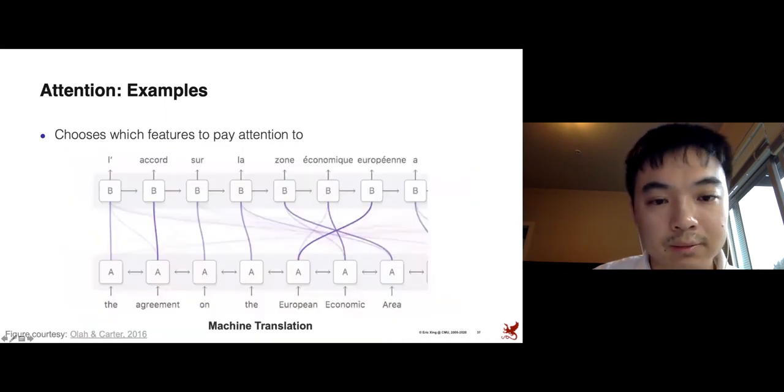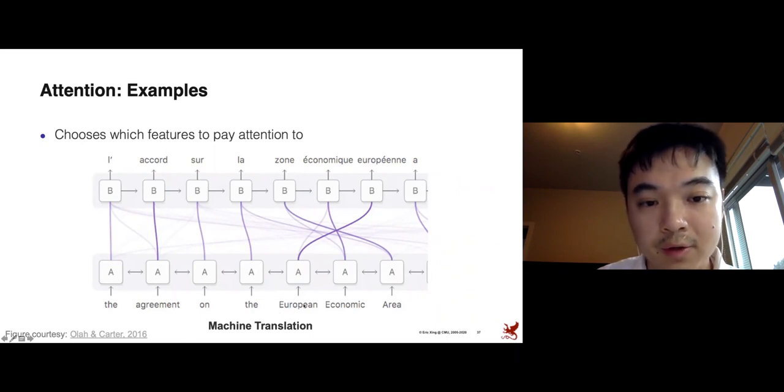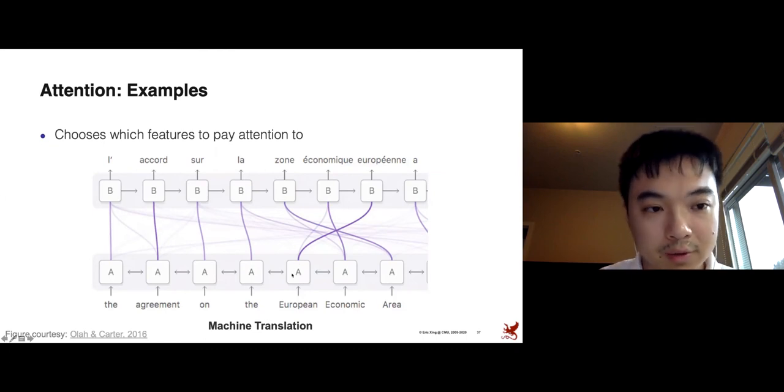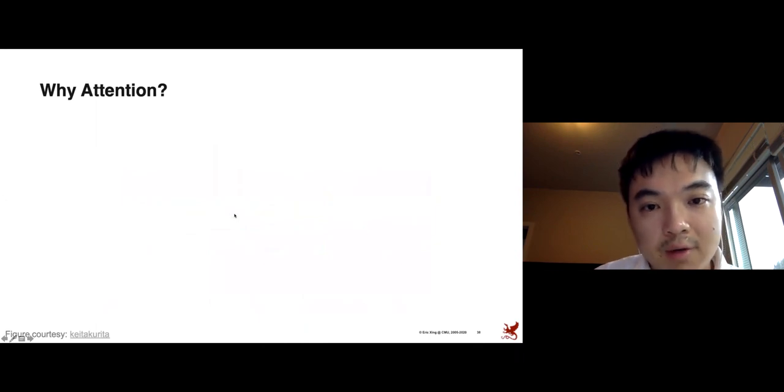And similarly in machine translation, given an English sentence, we generate another sentence in a different language. When we generate a particular token in the target language, this token really depends on this particular token in the input sentence, European. So naturally this generation should attend to this particular token to get the most critical information from the inputs. So this is the basic concept of attention.